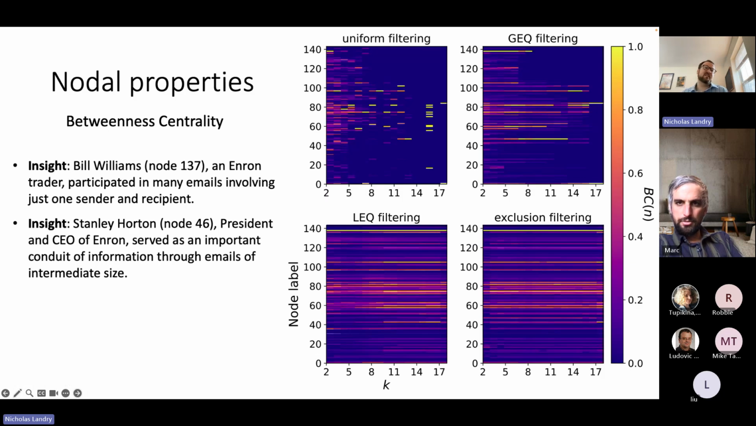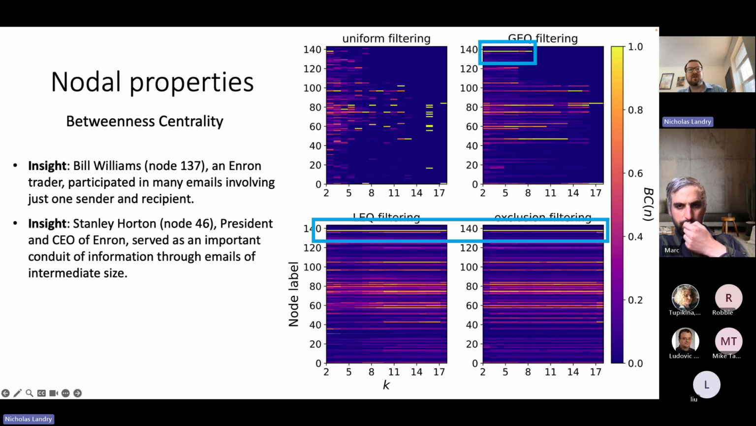So secondly, we look at the betweenness centrality. If you're unfamiliar with that, just as a general rule, it measures nodes that have the greatest number of shortest paths that pass through them. And so we can glean 2 insights from this data set. First, this guy named Bill Williams, he's node 137. It turns out that he participates in many emails involving just one sender and one recipient, which we see right there.